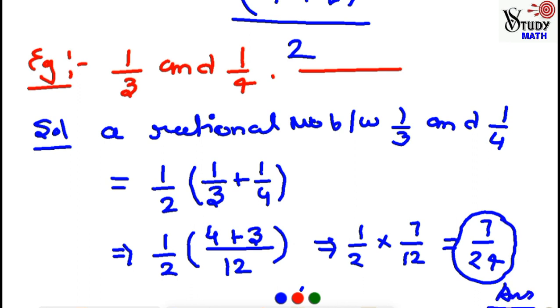I hope you understand the first concept of this exercise. How can you find one rational number between given two distinct rational numbers? Let's move to the second concept.